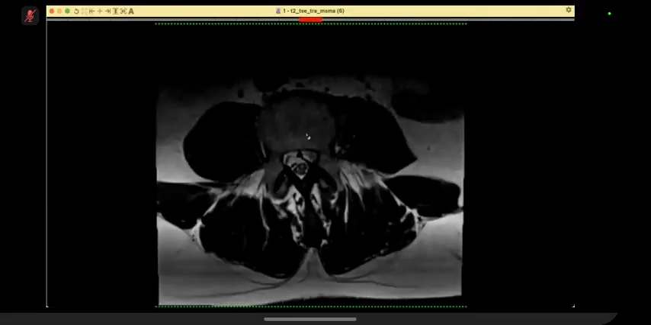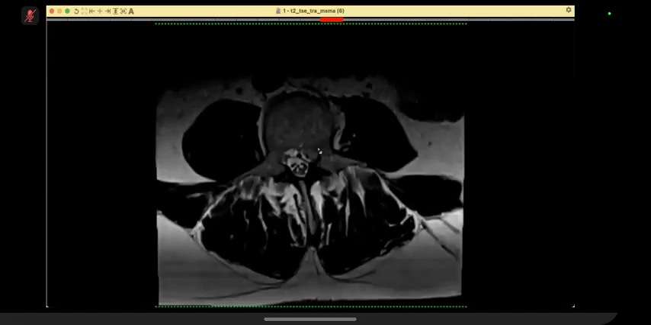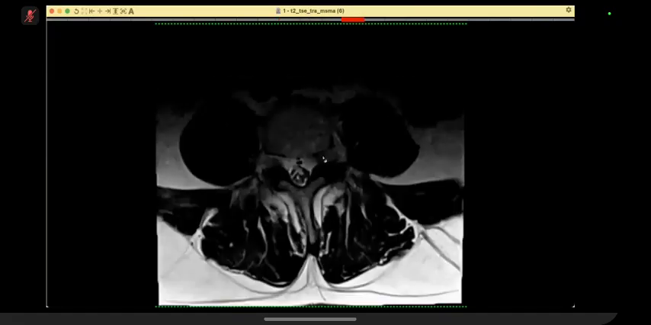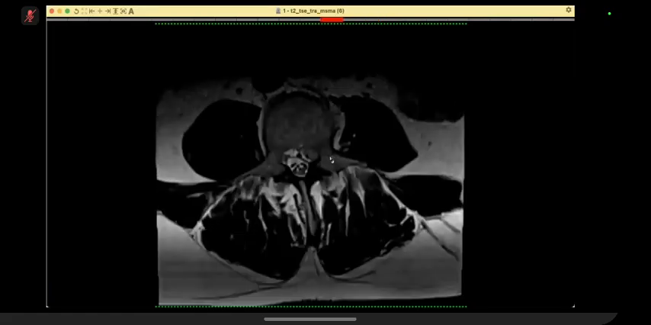Yeah, now you can see the axial. So this is the disc. This is the lateral recess. Remember this concept. This is the pedicle. So this is the lateral recess, and this is the L4 nerve root, which of course goes into the neural foramen, and it is compressing.